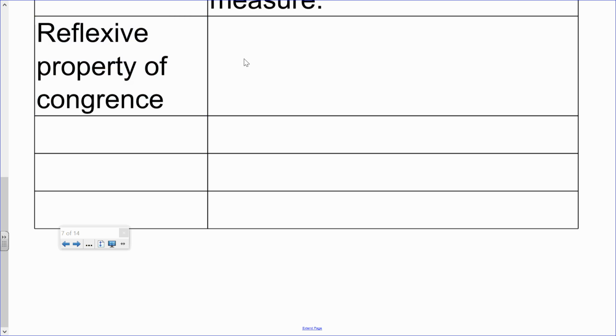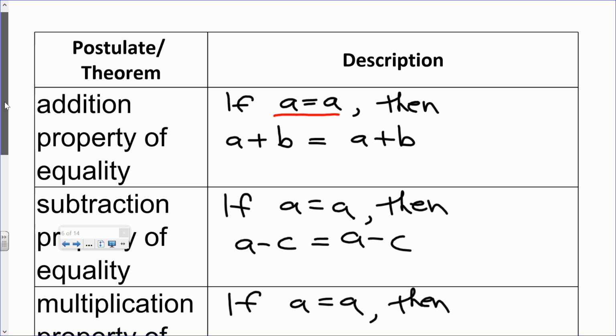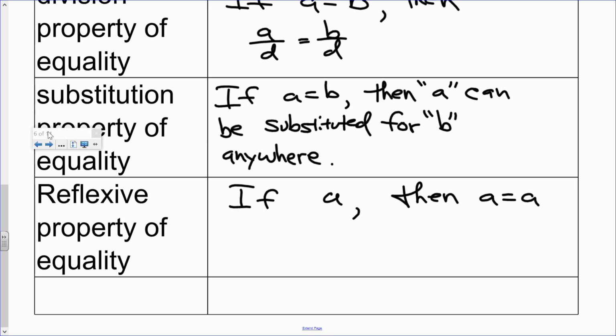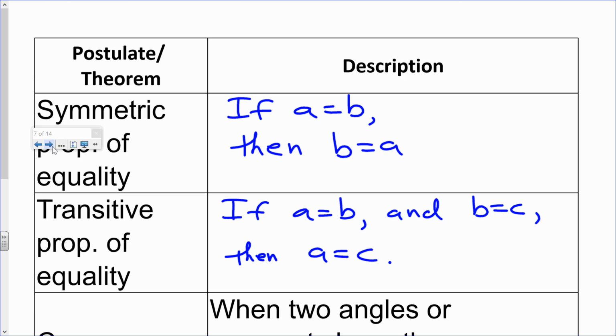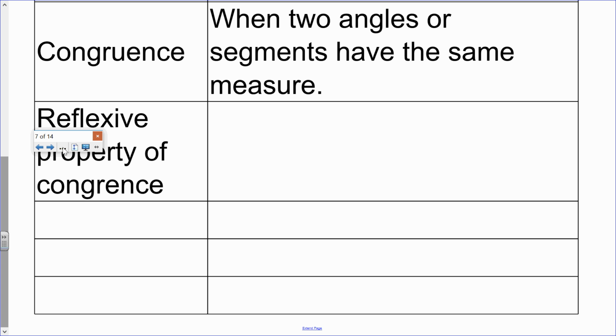We've seen a reflexive before, but that was of equality on page 1. Think of page 1. At the bottom of page 1, we did reflexive property of equality. That's when we have an equal sign. Now, it also holds for congruence. So watch this. Congruence.